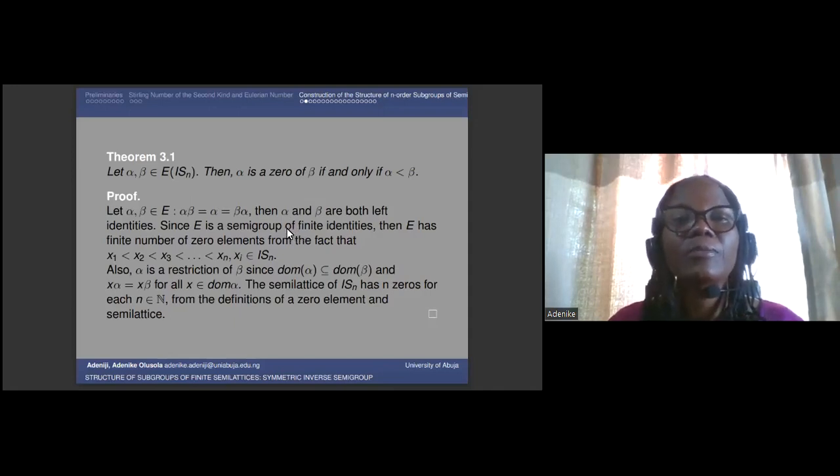So in that case, E is a semigroup of finite identities, which has finite number of zero elements, as it can be seen. And then the domain of alpha is a subset of the domain of beta. And in that case, it can be seen that this satisfies the fact that alpha is a zero of beta.